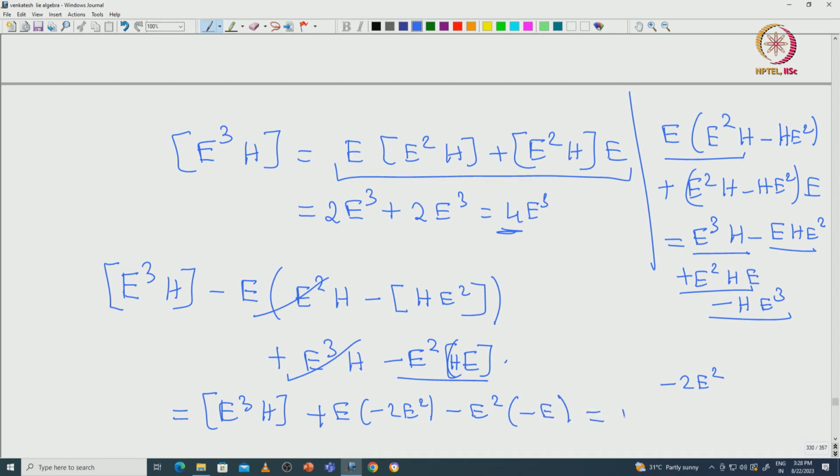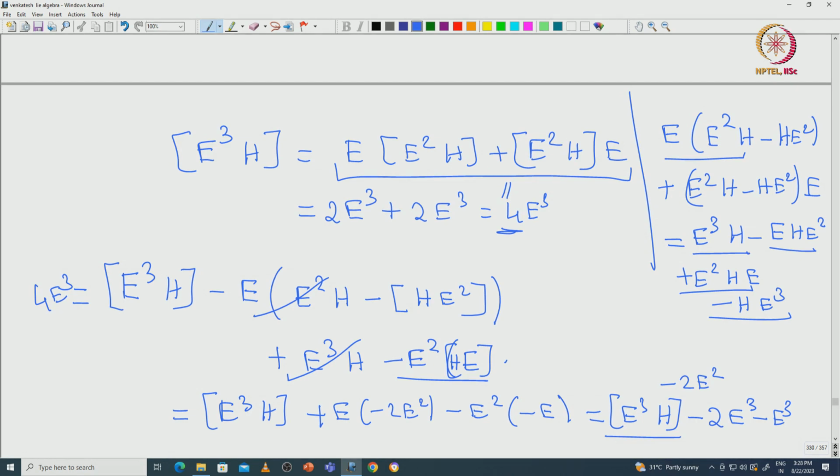So you get E cube H is equal to minus twice E cube minus E cube. So this is what you are getting here, and this is going to be equal to 4 E cube. So in particular you can see that E cube H is nothing but some multiple of E cube.